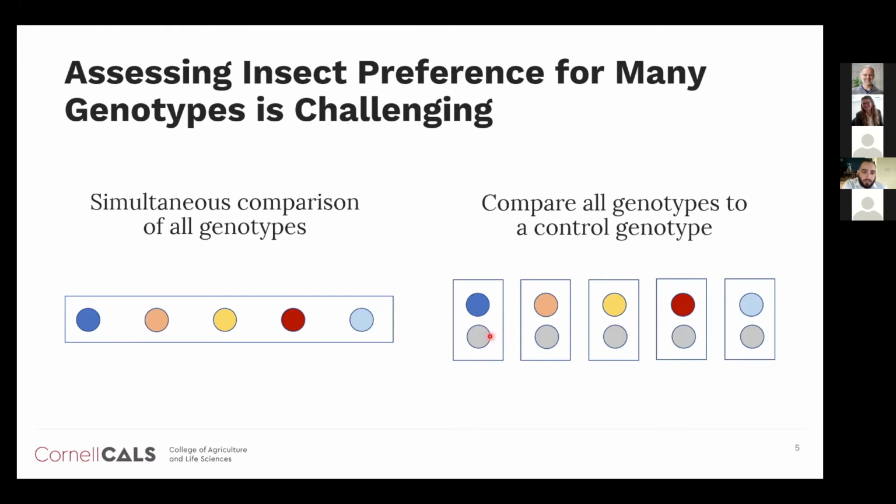One con of the simultaneous comparison is that once you get very large numbers of genotypes, say maybe 10 or 20, then the insects can't adequately assess all of the genotypes and then pick their favorite. And one con of comparing all genotypes to a control is that the results are very conditional based on what this control genotype is. You can imagine if there was a different control genotype, then you might get a different result. So I was wondering if we could improve on that.